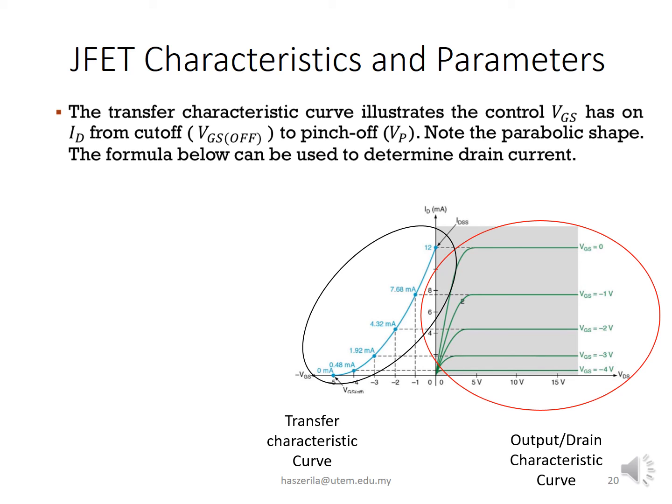The second one is the transfer characteristic curve. By keeping the drain-to-source voltage VDS constant and finding the drain current ID for various values of gate-source voltage, the transfer characteristic curve can be determined experimentally. The transfer characteristic curve illustrates the effect the voltage VGS has on ID from cut-off, VGS off, to pinch-off, VP. Note that the transfer characteristic curve is parabolic in shape. The formula below can be used to determine the drain current.